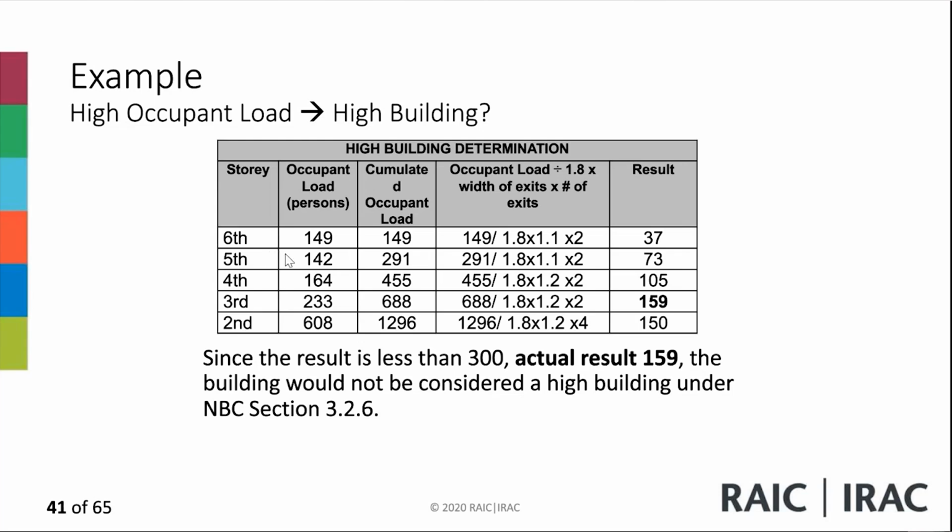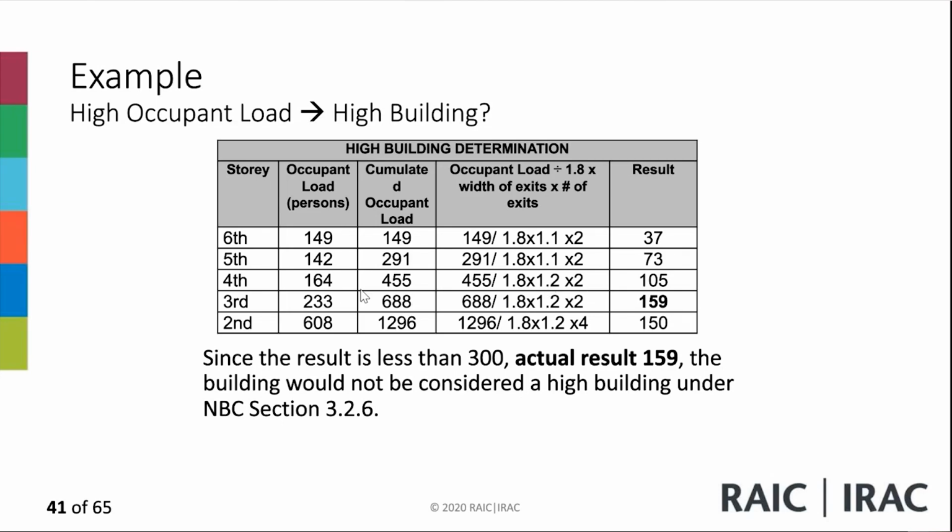So now for the 5th story, I add 149 plus 142, which is 291. I take 291 and divide by 1.8 times 2 times 1.1, because I've got 2 exits serving those stories. So 2 times 1.1 gives 73. On the 4th level, I add the 291 to the 164, I get 455. I divide 455. Now my exit width on the 4th and the 3rd level is 1.2, so it's 2 times 1.2.